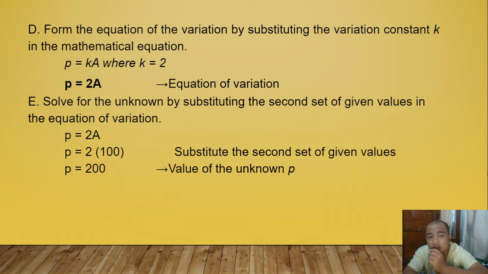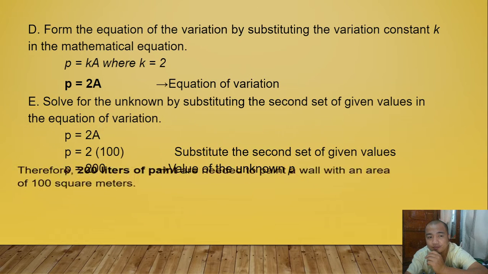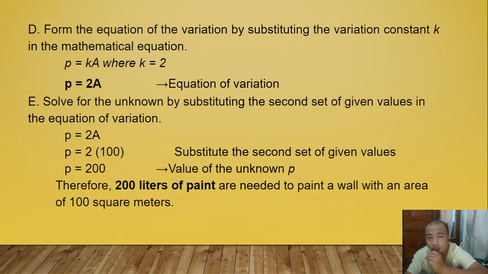How many liters are needed to paint a 100 square meters wall? So P equals 2A, 2 times 100, 200. So we need 200 liters of paint in order to paint a 100 square meter wall. Okay, that is how we solve problem number 1. So 200 liters of paint are needed to paint a wall with an area of 100 square meters.